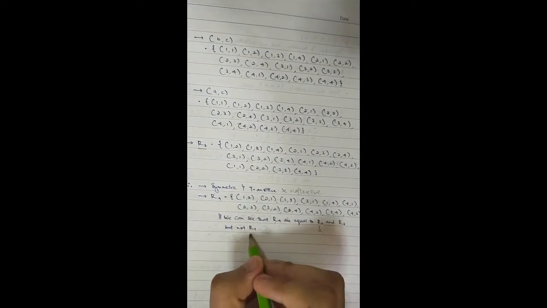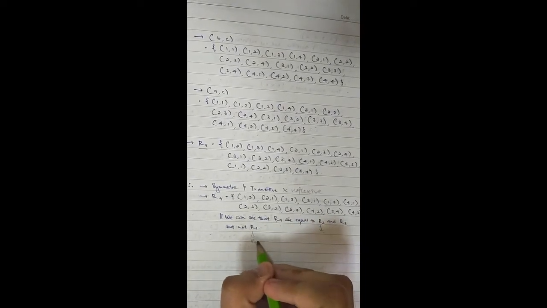We can see that R4 equals R2 and R3, where R2 is for symmetry, while R3 is transitive, but not R1 because R1 is the reflexive.